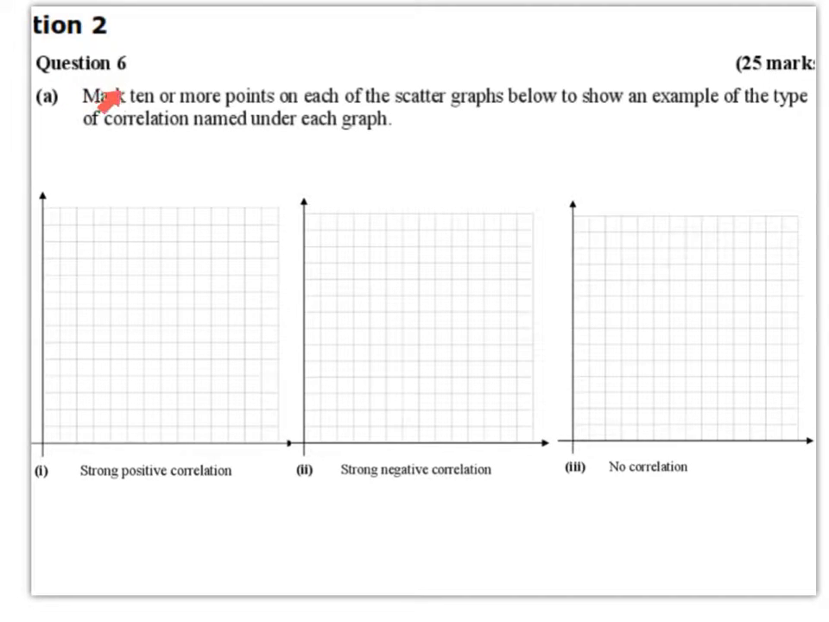Mark 10 or more points on each of the scatter graphs below to show an example of the type of correlation named under each graph. So we want strong positive correlation in the first one, strong negative correlation in the second one, and no correlation in the last one.